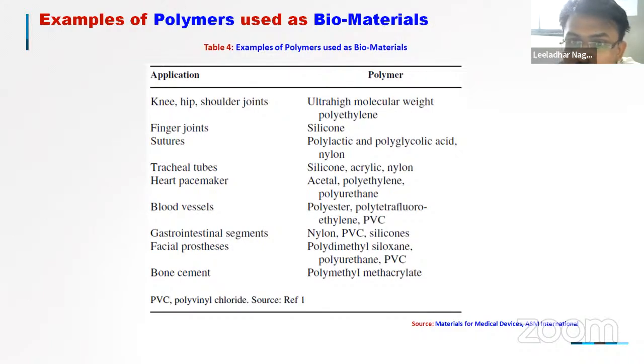I am not going in depth on all of this. As I have mentioned here, the applications of the polymers are knee, hip, and shoulder joints. Sometimes polymers are used as biomaterials, biocompatible materials. This is the list of the polymers which are used for these applications.